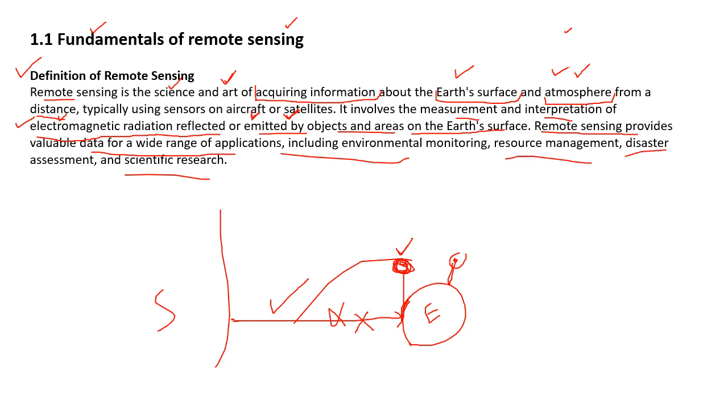So there are two or three ideas: you are acquiring the information about the earth surface from distance, and that information you will use for environment analysis, monitoring, resource management, etc. So this is the definition of remote sensing.